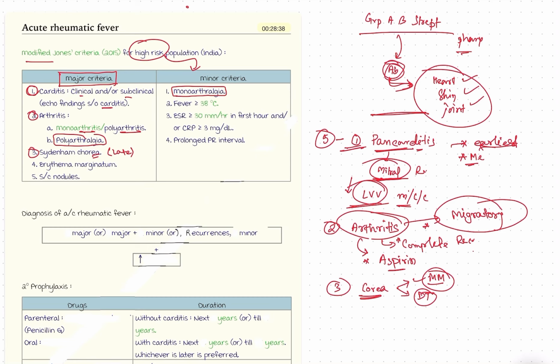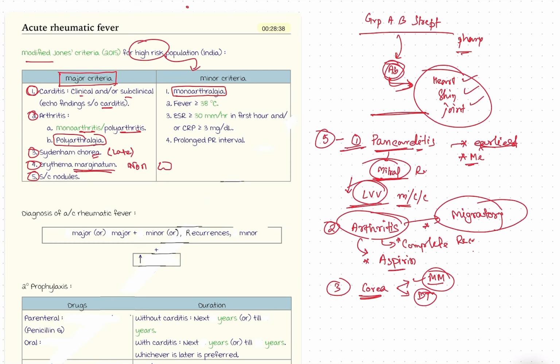And next is erythema marginatum. What you have to remember is that it is a non-pruritic skin condition where the patient will have erythematous lesions with a pale center which are non-pruritic, and they will coalesce with each other to form a serpiginous rash.